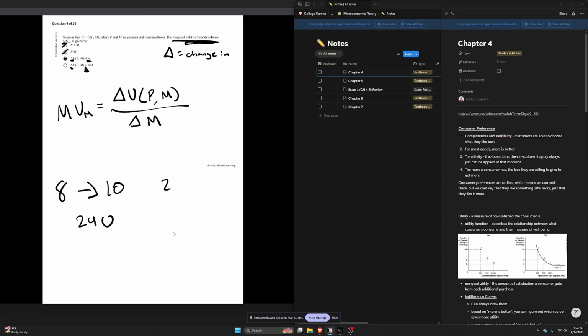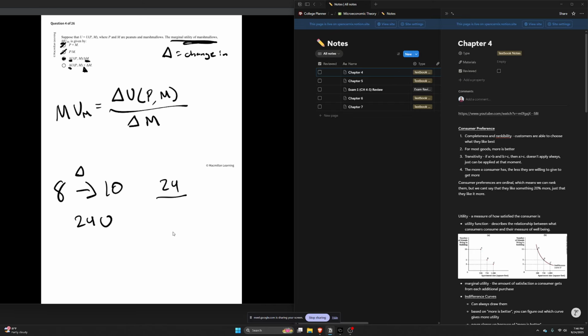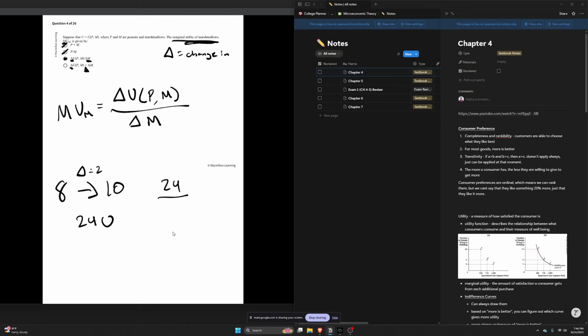So I would take 24 and divide that by the change right here. So that would be delta, and that would equal 2. So I would be dividing by 2. It wouldn't make sense to multiply this by 2. I don't even know what that would mean.